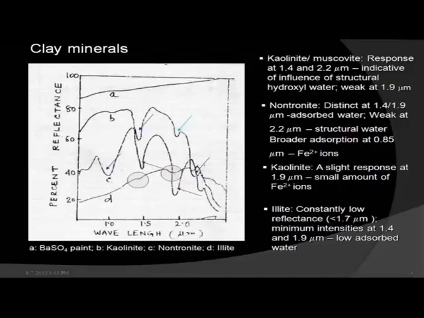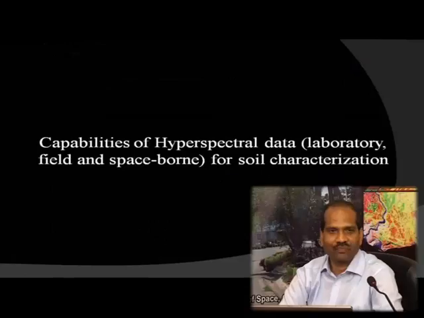Then coming back to kaolinite, again a slight response at 1.9 because of a small amount of iron oxide. Then in case of illite, constantly low reflectance, less than 1.7 micrometer, and minimum intensities at 1.4 and 1.9 because of low adsorbed water content. So based on these typical absorption features, one can differentiate different clay mineral types.